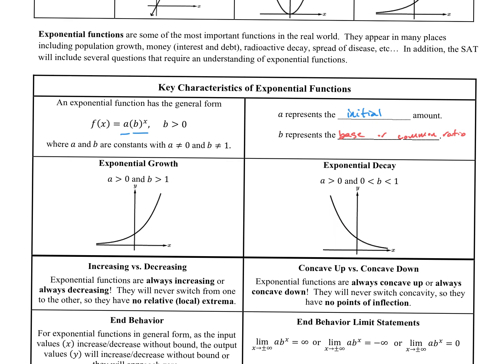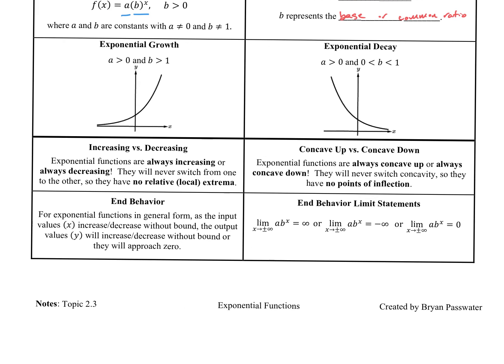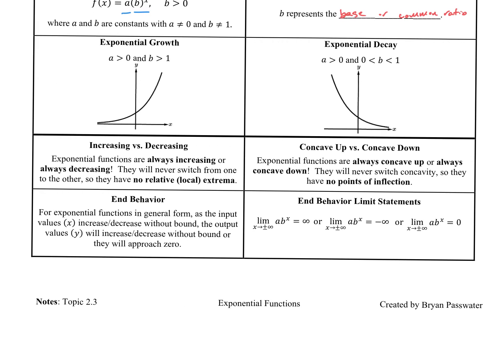All right, and we're still going to talk about increasing and decreasing. Exponential functions are always increasing or decreasing. They have no relative extrema. So what is this one doing? An exponential growth is doing what? It's increasing. An exponential decay is what? Decreasing. All right, and we're going to talk about concavities as we go along.